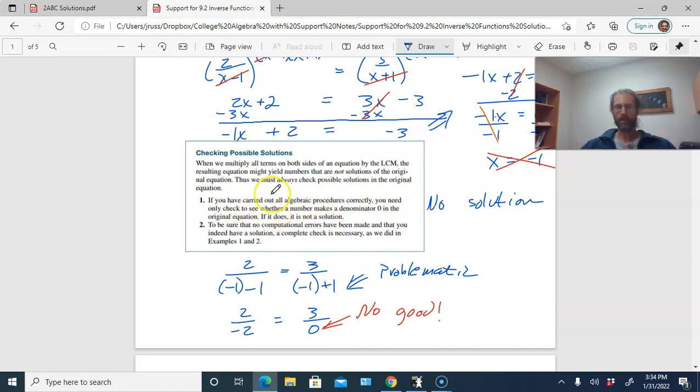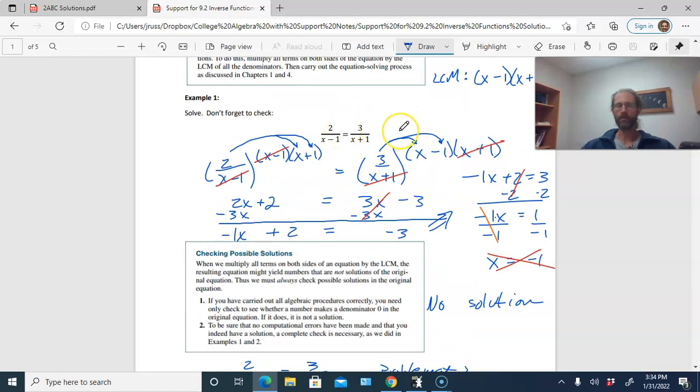Okay, so you can read this. This kind of walks you through that. It basically says, check to see whether a number makes the denominator 0 in the original equation. If it does, it is not a solution. So negative 1 turns out not to be the solution, which means there is no solution to this particular equation.